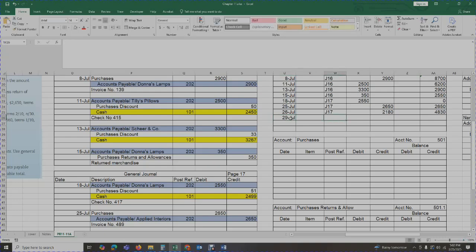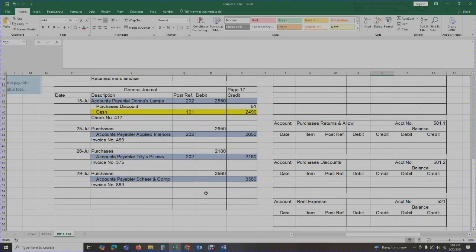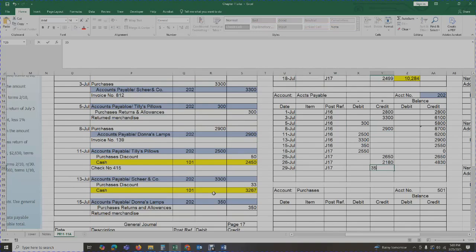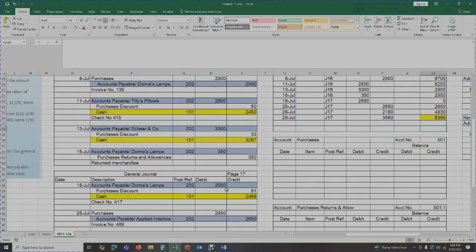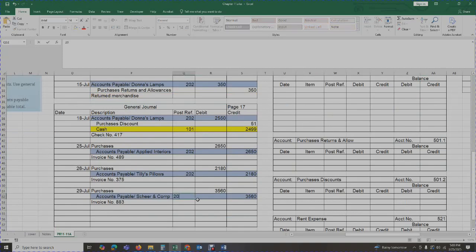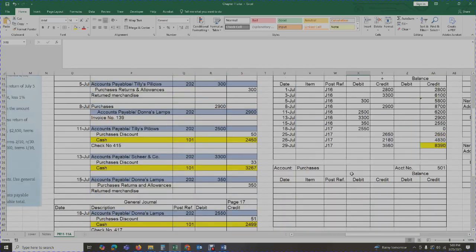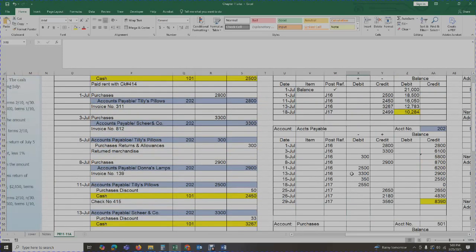Okay. This is journal 17. This is $3,560 credit. So I go ahead and I add my balance plus my credit, and that gives me $8,390. That is my ending balance for my accounts payable. I owe, as of July the 29th, $8,390. Okay, and I go back and I enter my 202. Okay, so that takes care of my accounts payable.